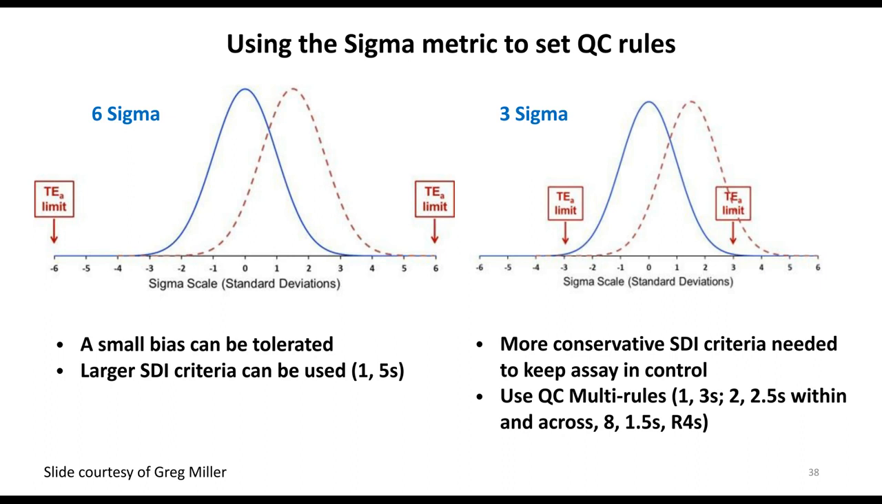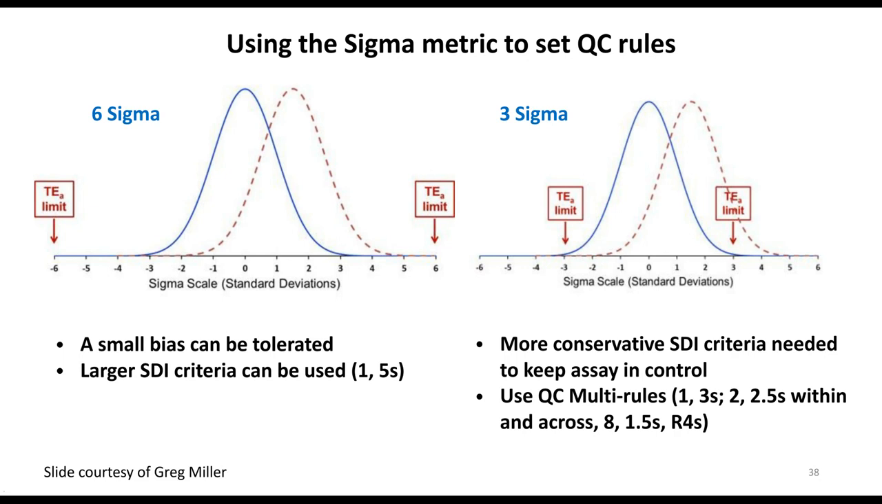However, if the method is a low sigma method, like the second graph, which is a 3 sigma method, optimal analytical performance must be strictly maintained. For these types of assays, a more conservative SDI acceptance criteria is needed, and use of QC multi-rules to detect small shifts or drifts or small increases in imprecision should be implemented. This is because the assay performance is poor, and even a small change in the distribution of results can exceed the allowable total analytical error and cause a clinically significant impact.